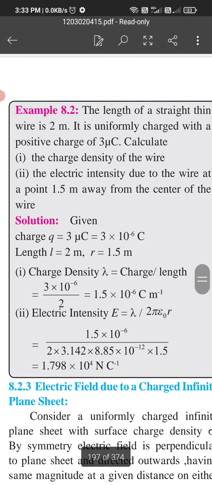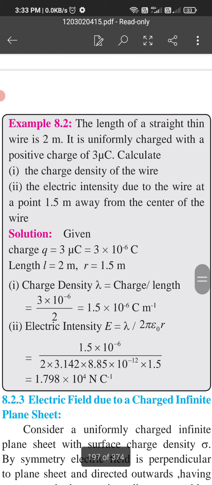Now see the second example. The length of a straight thin wire is 2 meter. It is uniformly charged with a positive charge of 3 microcoulomb. Calculate the charge density of the wire and the electric intensity due to the wire at a point 1.5 meter away from the center of the wire. Given charge Q is 3 microcoulomb, you have to convert into coulomb, 3 into 10 raised to minus 6 coulomb. Length l is equal to 2 meter and radius r is equal to 1.5 meter.